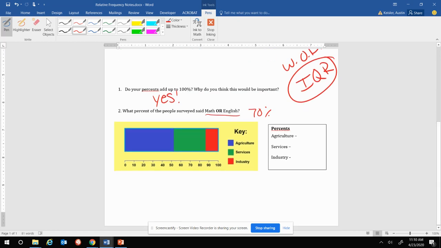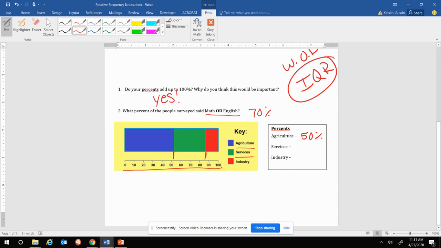Okay, our last one, this is also a percent bar graph. You can see our percents down here. This is just horizontal instead of vertical. So we're going to find the percents for these three. So if I look for agriculture, it is blue, and it's right over here, and it goes from 0 to right above 50. I'm just going to round it to 50. So agriculture is about 50%. If I look at services, which is green, it goes from about 50 to about 85.